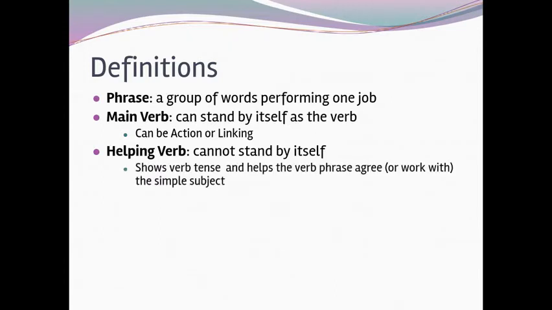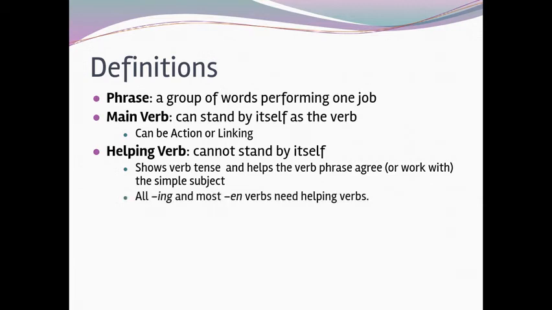The helping verb is going to show verb tense. That will show time: past, present, future. It also can help the verb phrase agree or work with the simple subject. It makes sure that I wouldn't say "I has," I would say "I have." How has and have match up, that's what we call agreement. It matches the use of the word I. If it was "she," "she has" sounds better than "she have." So "she has" is another example of agreement, with the verb working with the simple subject.